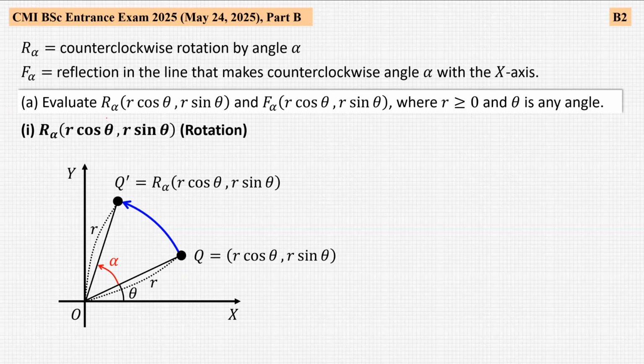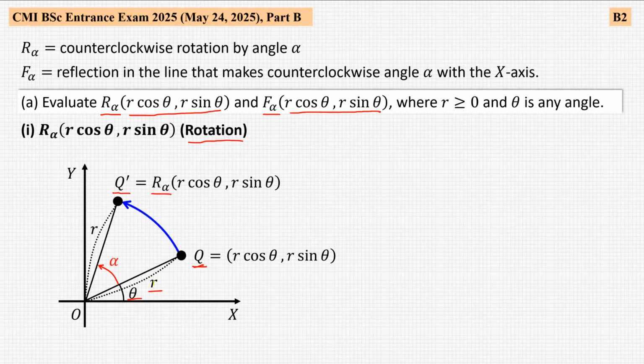Problem A. Evaluate R alpha of the point (r cosine theta, r sine theta), and F alpha of the point (r cosine theta, r sine theta), where r is a non-negative real number and theta is any angle. Let's deal with the rotation case first. Let Q, which is (r cosine theta, r sine theta), be the initial point, which is at distance r from the origin and angle theta to the positive x direction, and let Q prime be the rotated point.